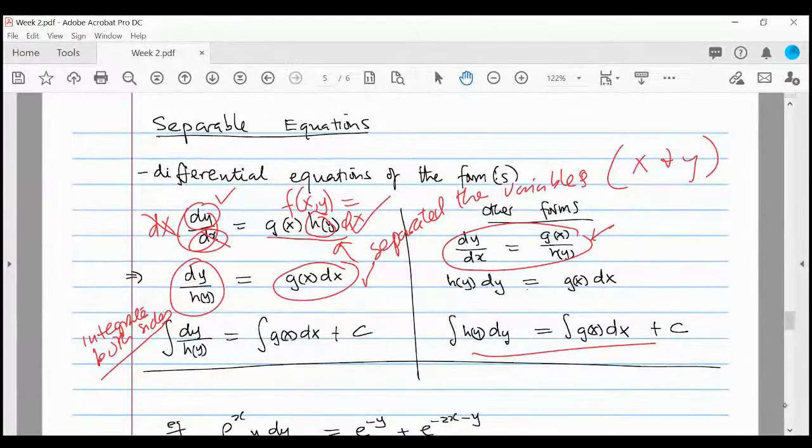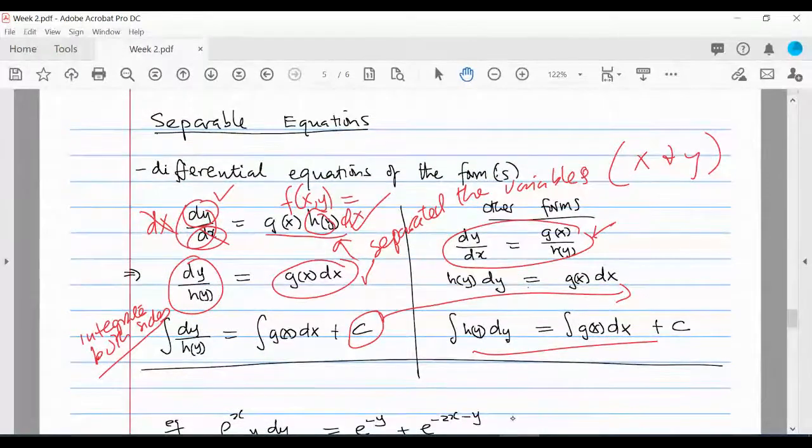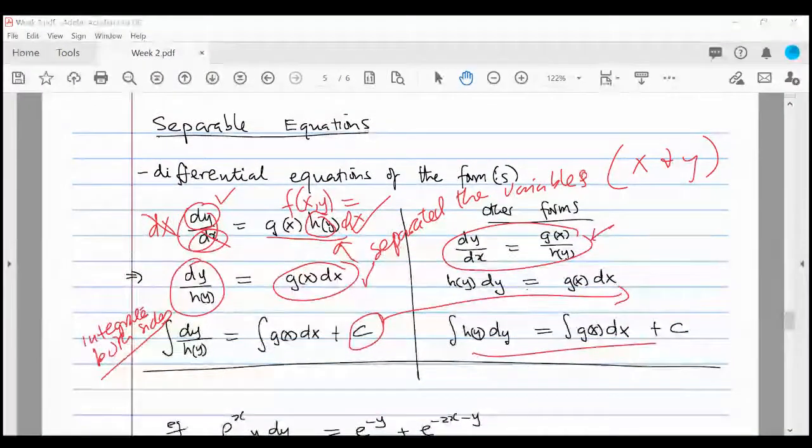Integrate both sides. And of course, we have our mother-in-law there. We should not forget, because we're going to pay a lot of damages. So don't leave this mother-in-law here.